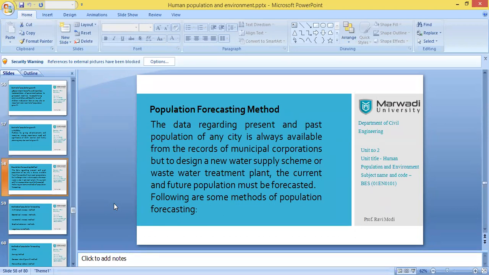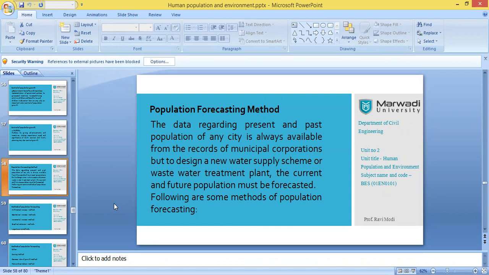So if you want to design a new water supply scheme or a wastewater treatment plant, the current and the future population must be forecasted. I cannot design the water treatment plant, wastewater treatment plant or water supply scheme by knowing just the population of the current and the population of the past. It is very important that I forecast the population of the future as well, because any new scheme will be utilized for years to come. If in future the population is going to increase, but I have designed it keeping in mind the current population, then definitely there will always be a scarcity of the resources at that particular place.